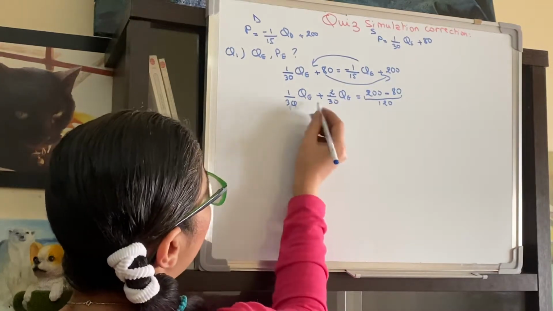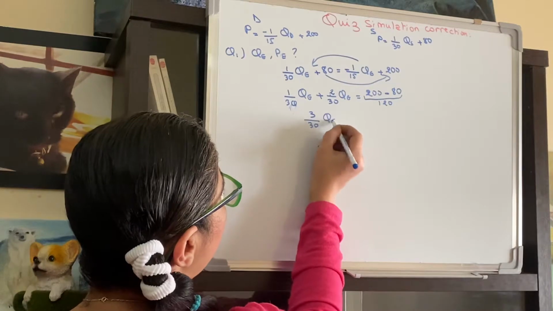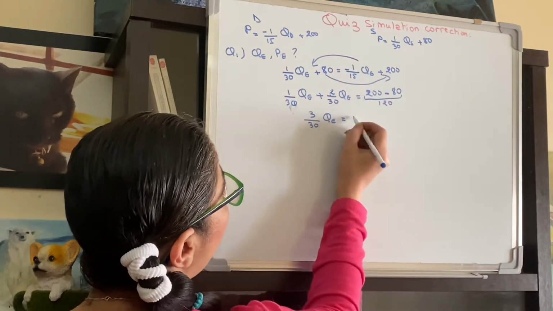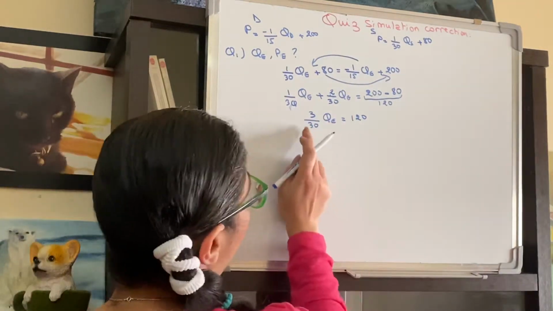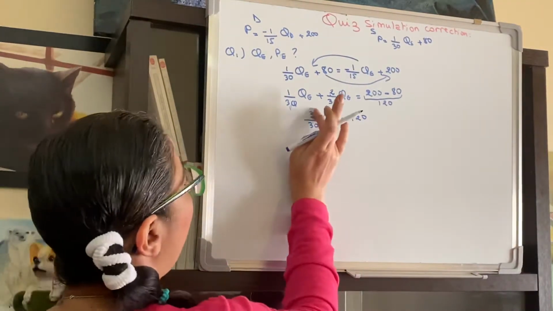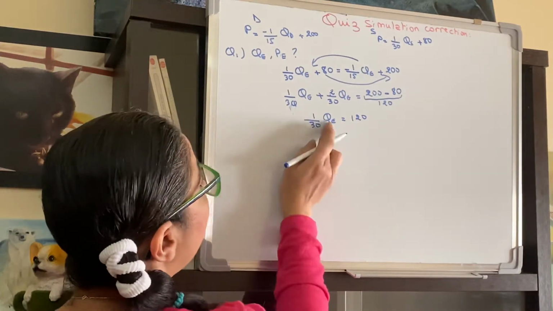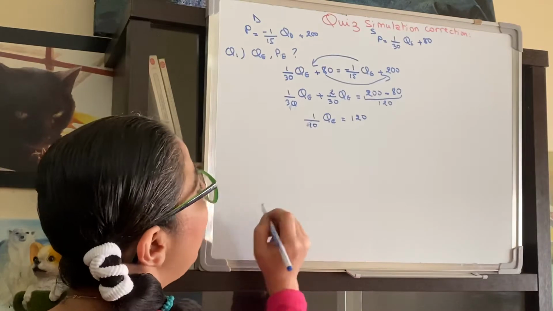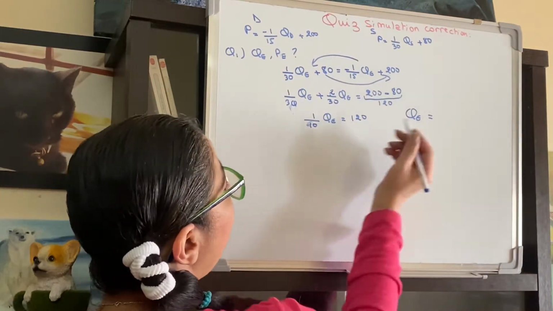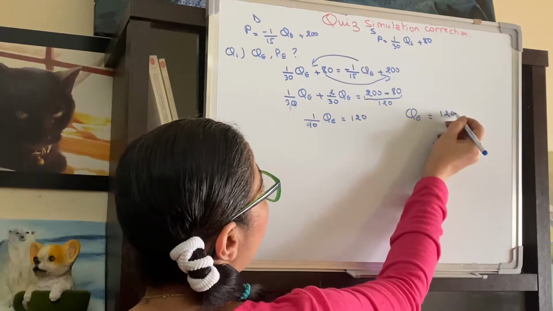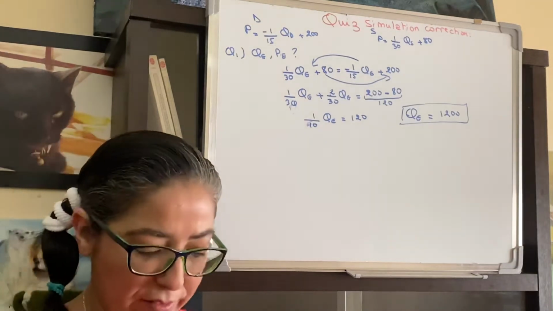So let's do it. So here it becomes 3 over 30 QE is equal to 120. Okay? 3 over 30 is equal to 1 over 10. So I'm going to simplify, 1 over 10. So QE is equal to 120 times 10, which is 1,200. That would be your equilibrium quantity.